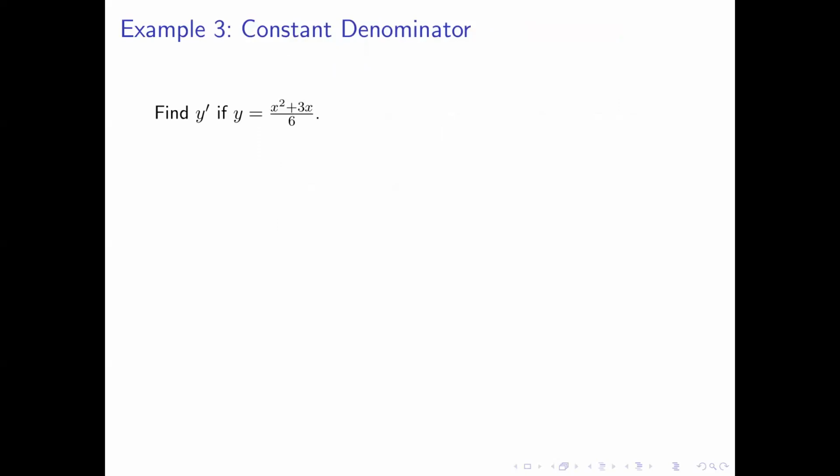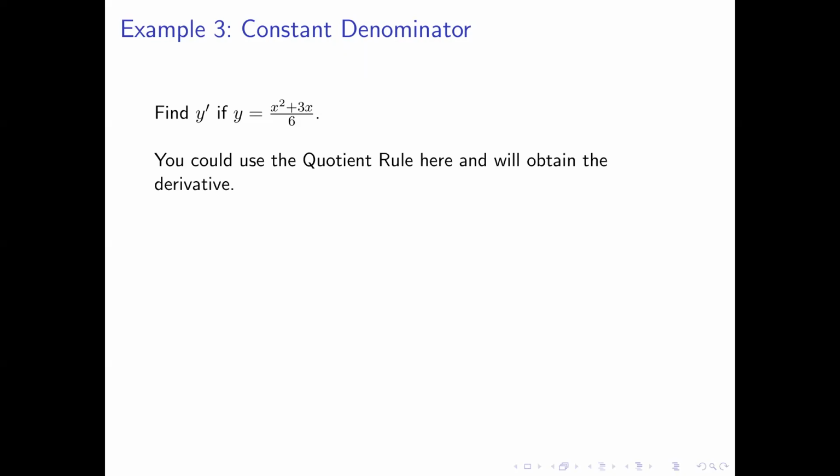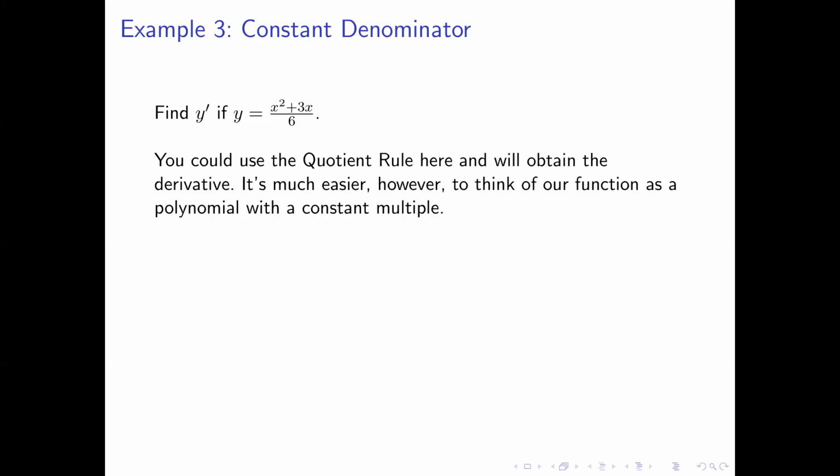Our third example will involve a function where the denominator of the quotient is constant. We're going to find y prime, given that y is equal to x squared plus 3x over 6. Now, you might look at that and say, oh, we've got a fraction here. We've got a quotient. We need to use the quotient rule. And you can do that. You will obtain the correct derivative function if you start applying the quotient rule. But it's complicated because the quotient rule is kind of complicated. There's a much easier way to do this.